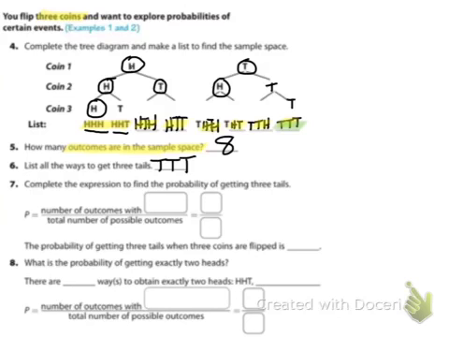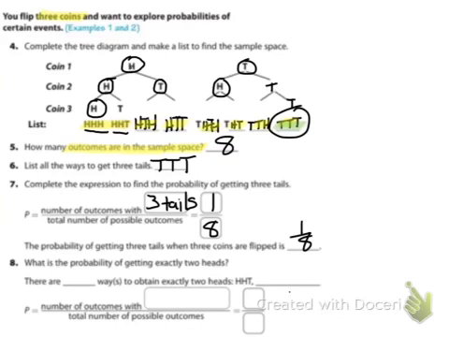So, looking at this, the number of outcomes with 3 tails, and over the total number of outcomes. Well, the total number is 8. How many of them have 3 tails? Well, up here, if we look, we have 1 right there, so there's only one way. Probability is 1 out of 8. The probability of getting 3 tails when 3 coins are flipped is, we're just going to write that again, 1/8.